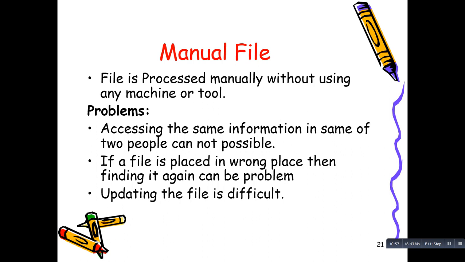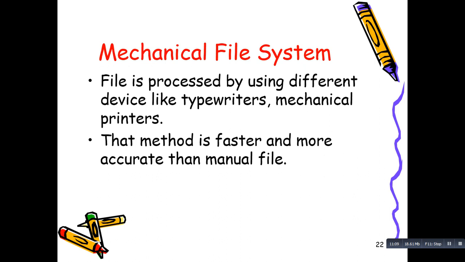Mechanical file system: the file is processed by using different devices like a typewriter or mechanical printers. The method is faster and more accurate than the manual file. Electronic file: the file is processed through the computer. The file and a set of instructions are given to the computer as input, and the computer automatically processes the files.